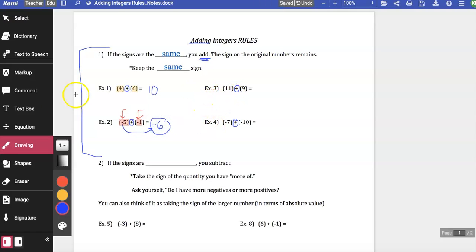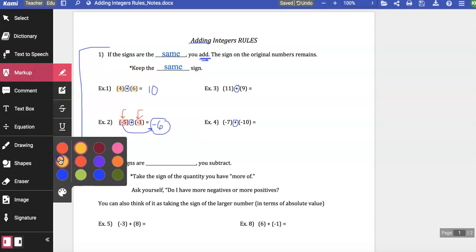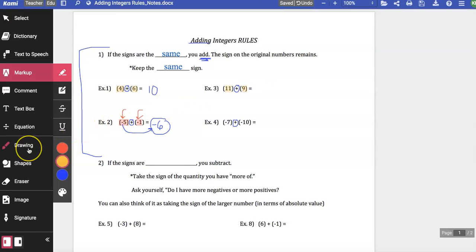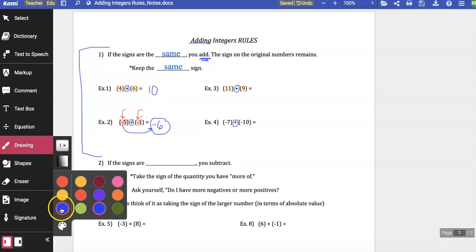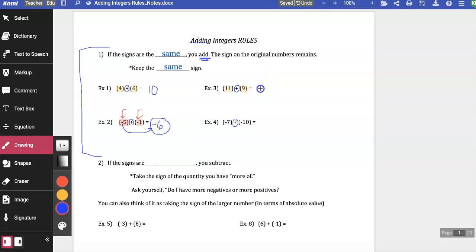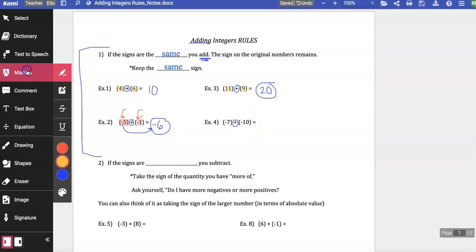All right, going over to example 3, I'll go back to my markup tool, my highlighter, and I choose yellow because I see that I have a +11 and a +9, so my answer is also going to be positive. I'll go over to my drawing tool, and 11 plus 9 gives me 20. And these were both positive, so my answer is going to be positive. All right, example 4, -7 plus -10. I go to my markup tool to show that these are both negative numbers. So I have a -7 and a -10. And when they're both the same, they're both negatives, you add it together, so I get 17.